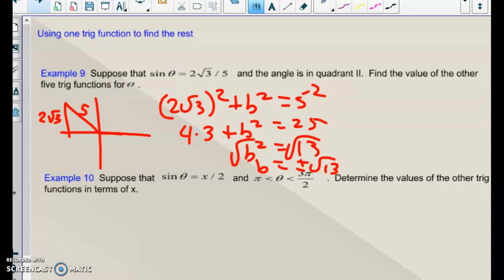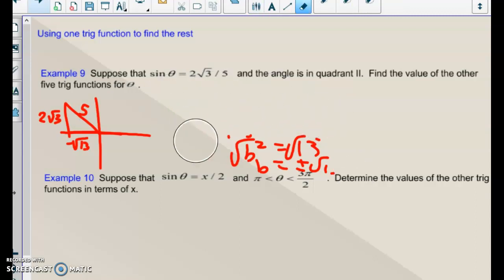Now, most of the time in geometry, we got rid of the negative root because we were always worried about negative side lengths and negative angles. But if we're on our unit circle and we're going to the left, this is going to be negative root 13 because it's going to the left. And so now that we have that, we can get all of the trig ratios from that triangle.